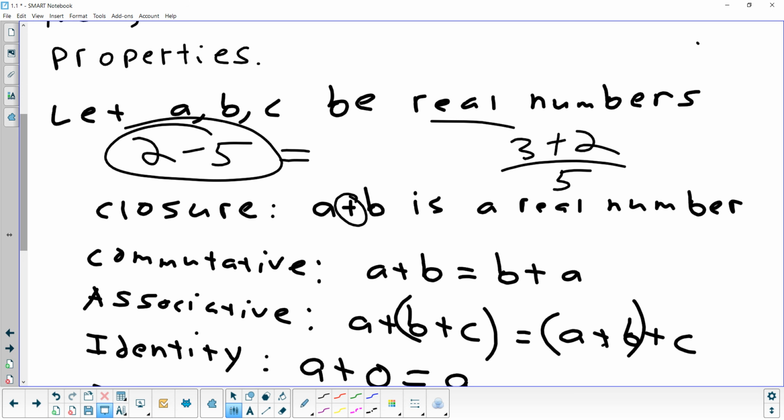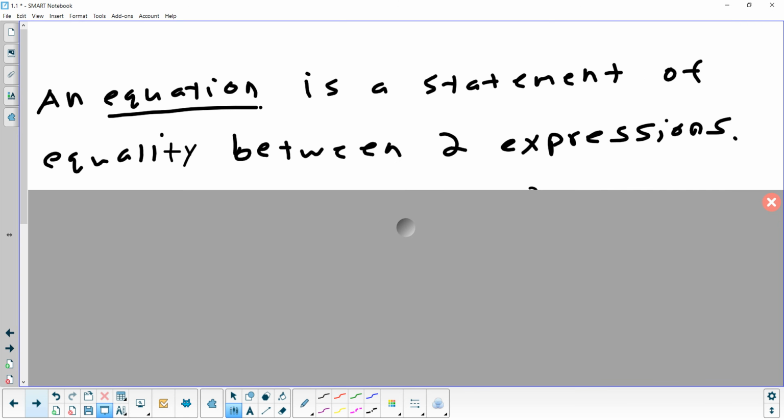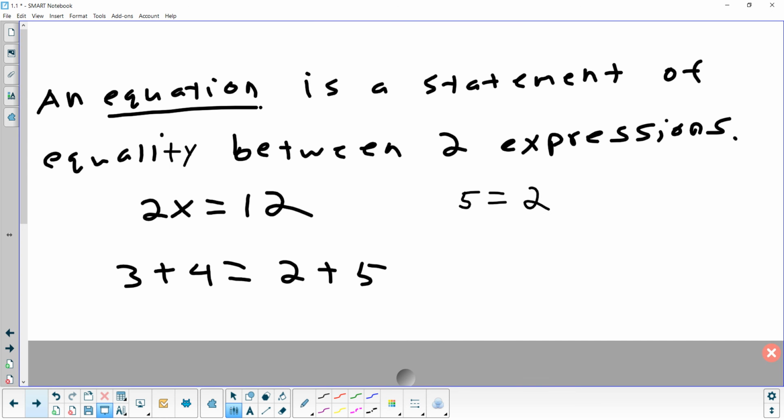Yeah, you need something on the other side. It can be a number, could be a letter. But to make something an equation, you have to have an equality symbol between two expressions. These all have equality symbols, and there are expressions on each side. Could be an algebraic expression, could just be a numeric expression. These are all equations. Whether they're true or not, that's different, but they are all equations.